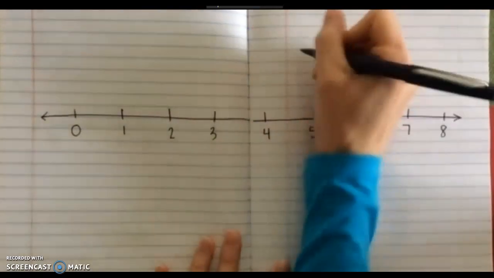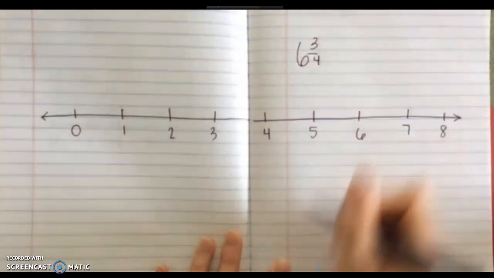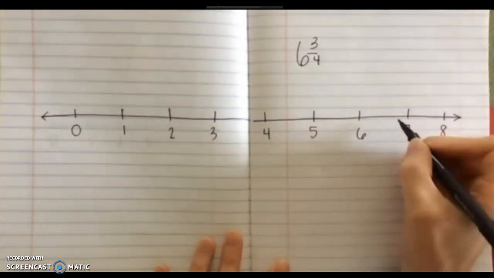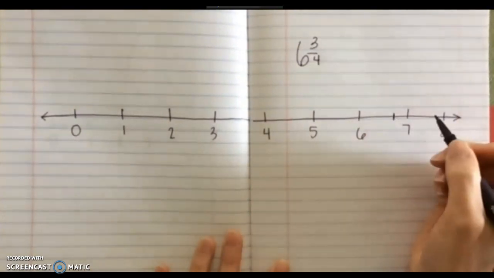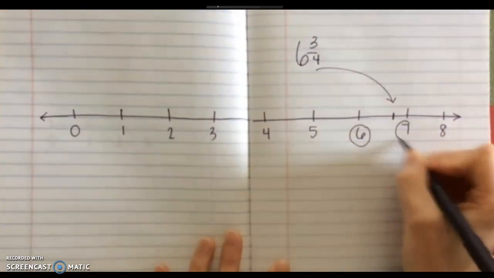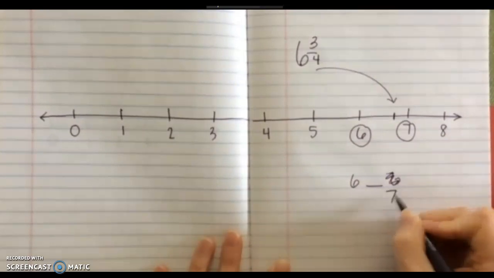Okay, so the number of cups needed is 6 3/4. So we need to figure out on our number line where we're going to place that. So we know 6 3/4 should be right about here. So what two numbers is that in between? You should have said 6 and 7.